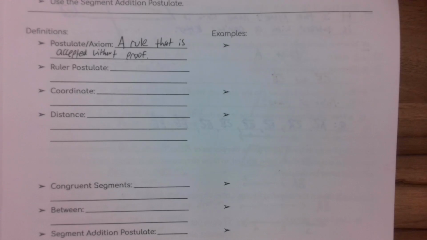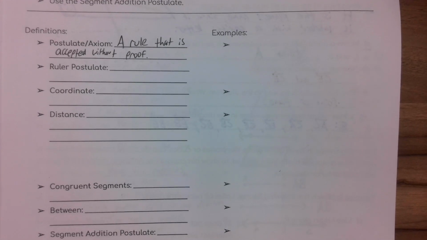So, for instance, I could make a postulate called the Mr. Strager chocolate postulate, which is, if Mr. Strager eats chocolate, he will have a good day. I don't think many people would say, no, you're a liar, Mr. Strager. It's one of those things that is accepted without a need for us to explain why.